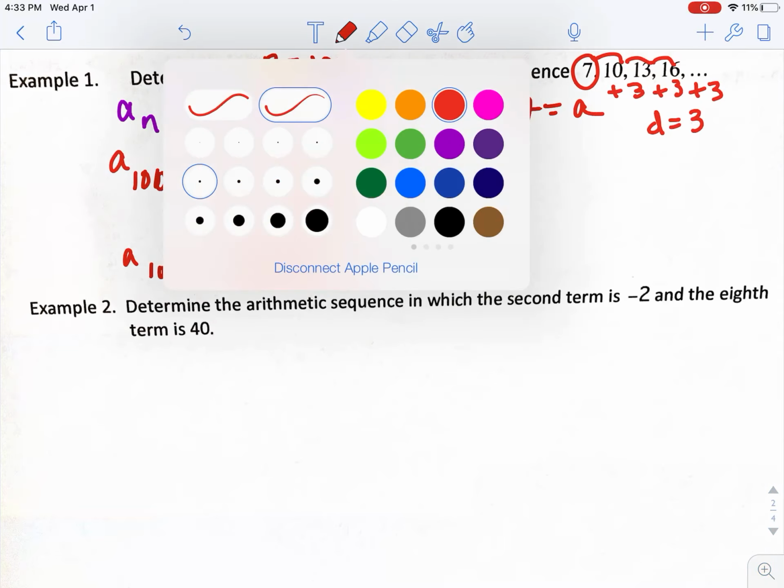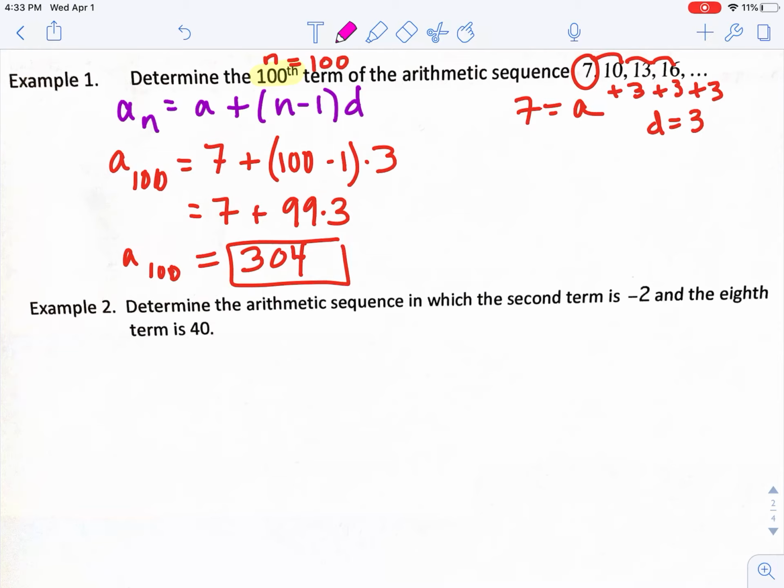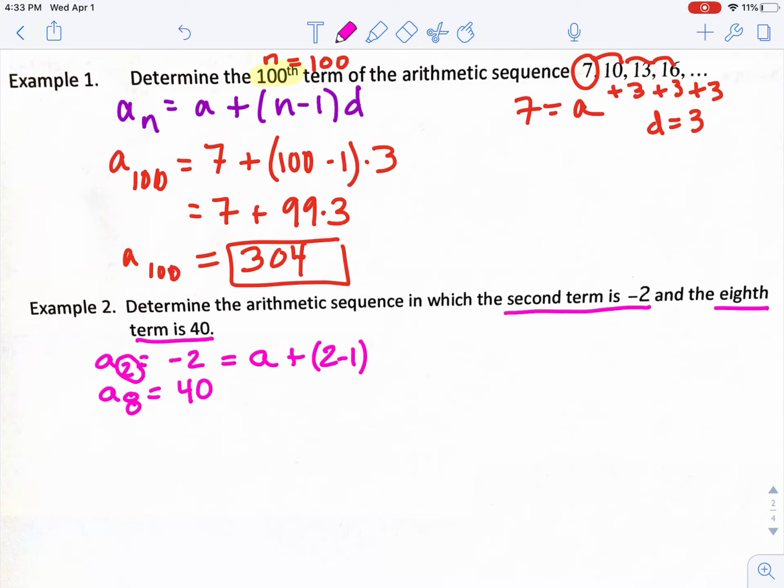All right, now this next one, a little different. I'm going to show you 2 different ways to do it. So let's start with the information we're given. The second term is negative 2, so that means a sub 2 is negative 2. And the 8th term is 40, so a sub 8 is 40. So one way you can do this is you could actually use the formula that we just learned up there, right? So I'm going to say, okay, this is a sub 2. I don't know what a is, but I know that n is 2, so 2 minus 1, and then d, I don't know either. Similarly with this one, I don't know a, but I know n for this one is 8, and I don't know d.